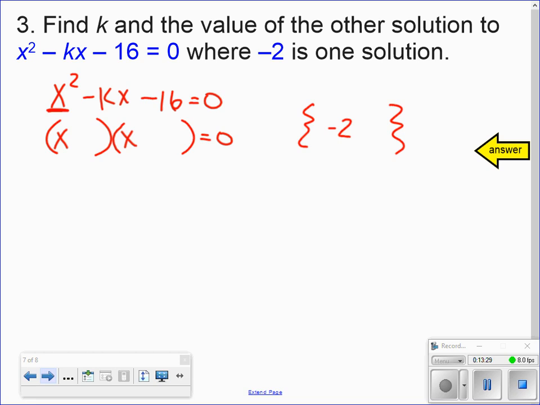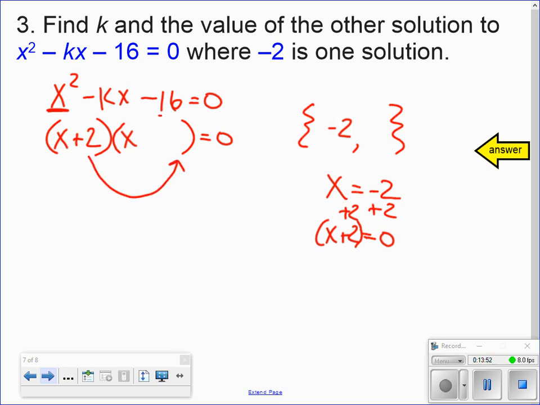My solution is negative 2, one of them is. And the only way to have gotten negative 2 is if I subtracted 2 on both sides. So if I know that x equals negative 2 is one of my solutions, if I undid that work, I would get x plus 2 is equal to 0. So I know that one of my factors is x plus 2. The only other number that would multiply to give me negative 16 would be a negative 8.